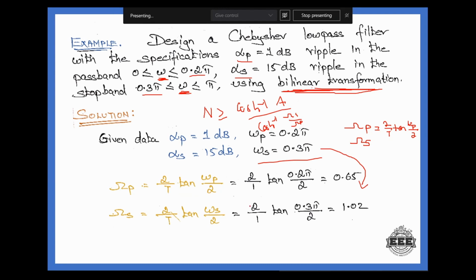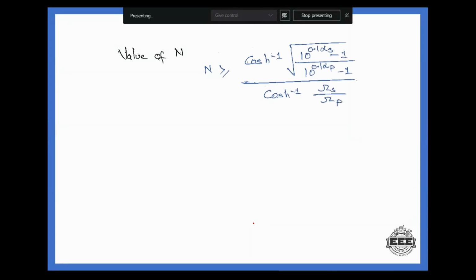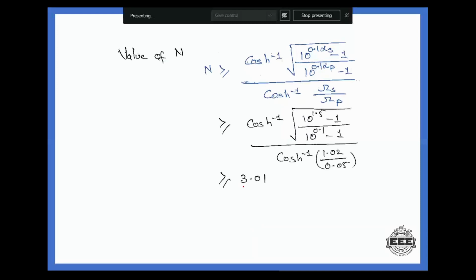After converting this digital to analog frequency, we follow the procedure of 6 steps. The first step is to determine the value of n. By using this formula we find that n is greater than or equal to 3.01. So now we round off to the next higher integer value, n is equal to 4. One student asked in an early class itself, suppose it is 3.01, what do we do, sir? So we have to round off to the next higher value, n equal to 4.